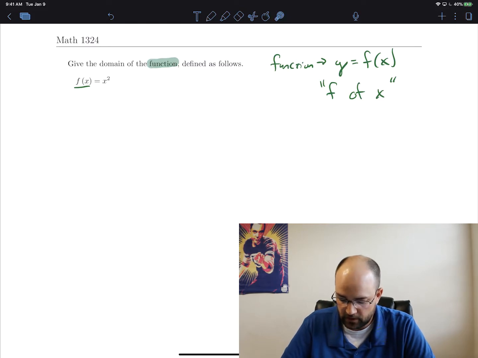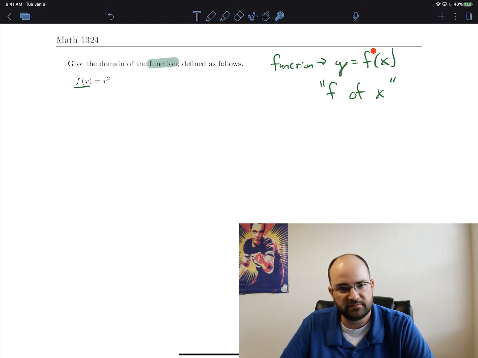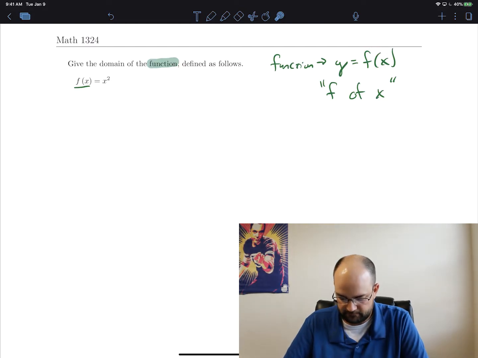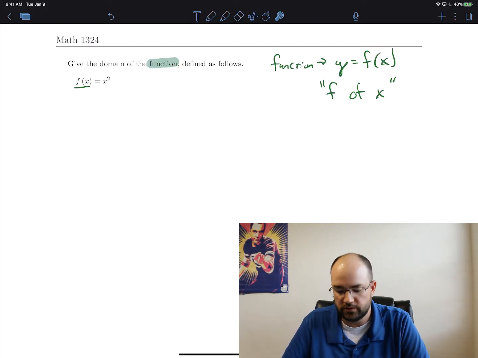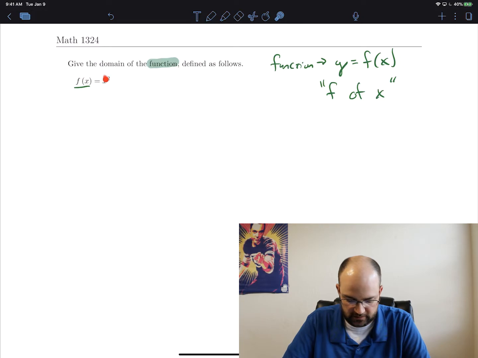Okay. Now, the word of often means multiplication. That's not what this is. This is basically a function operator, if you will. The function operator on x looks like x squared. In other words, whatever x is, this is what's happening to it. X is being squared. Okay? And that's really all it is.